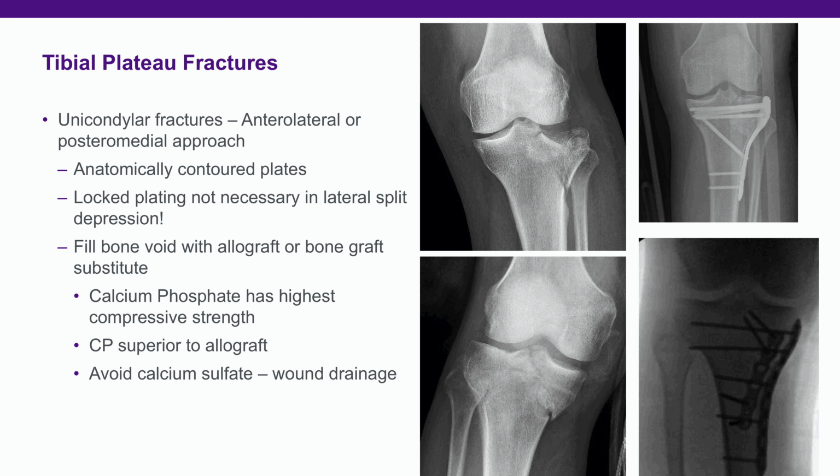The larger the depression laterally, the higher the rate of a clinically significant meniscal injury. What is really important is restoration of the joint stability and alignment. Articular reduction, while important, is secondary to this. For these injuries, a bone void filler is often used after cartilage is tamped back up. Calcium phosphate is stronger than allograft and calcium sulfate. However, keep in mind that calcium sulfate can lead to wound drainage and complications, as they tend to absorb within 2 to 6 weeks.